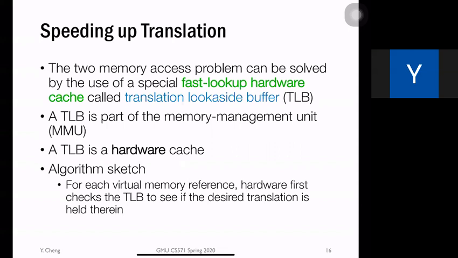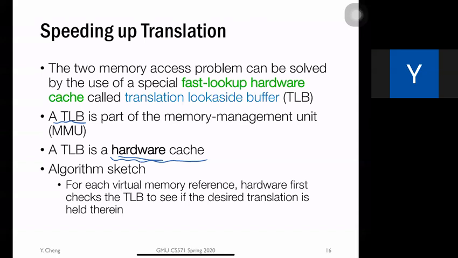Okay, so this can be solved by the use of a special purpose hardware, which is called translation look-aside buffer. It's a fast lookup hardware cache. It's essentially a hardware cache, TLB. And as you know, TLB is a part of the memory management unit, MMU, which is also part of the CPU processor. It's on die, okay? It's a special purpose hardware cache. It's a piece of hardware, so don't confuse it with some special purpose software. It's not software. It's hardware, okay?